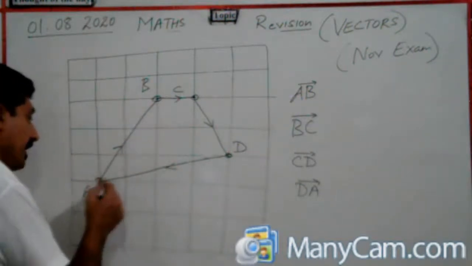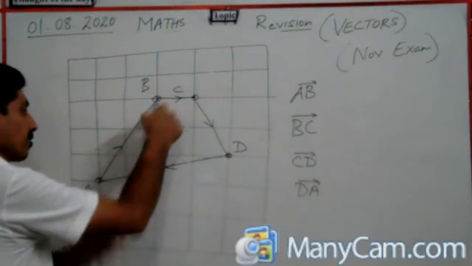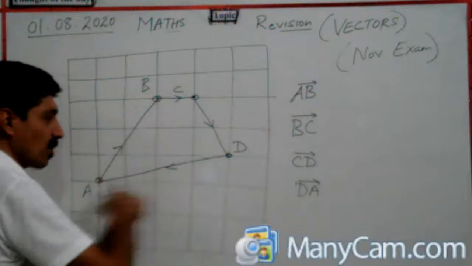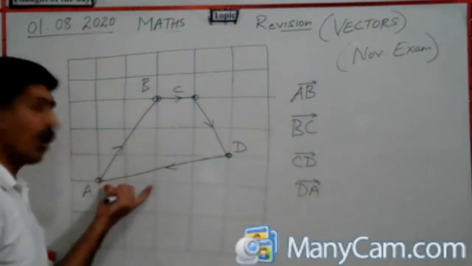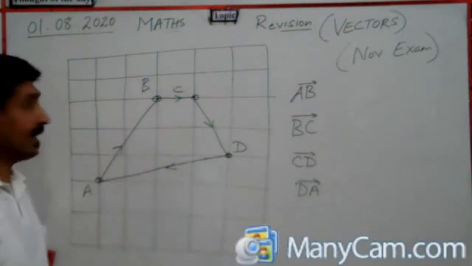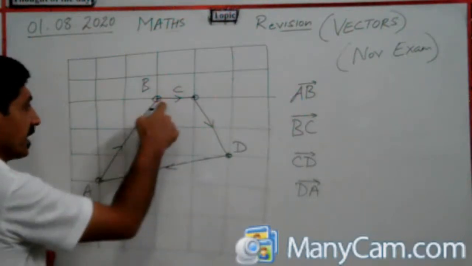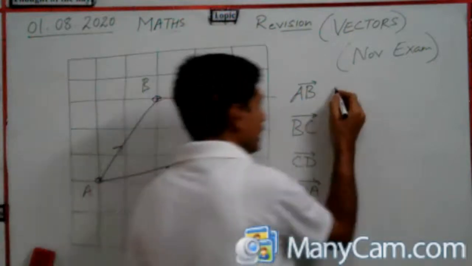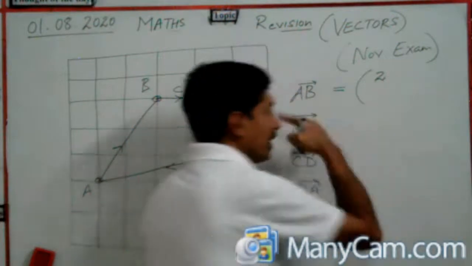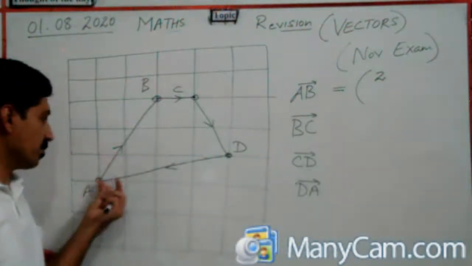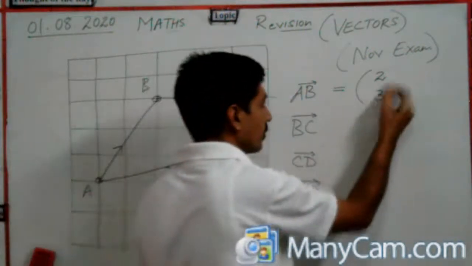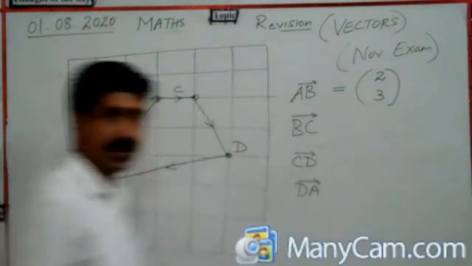So here, if A is going A to B, how much towards the x-axis, that is horizontally, how many units? That is 2 units. And vertically, 1, 2, 3. So how do we denote this vector? 2 in the horizontal way, and 3.